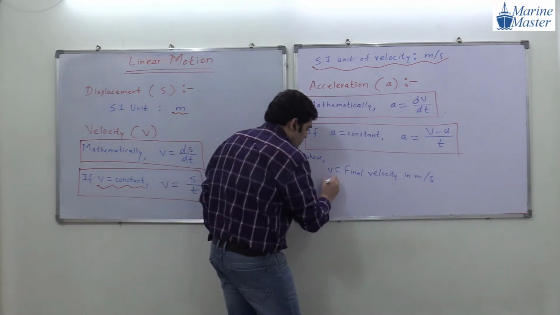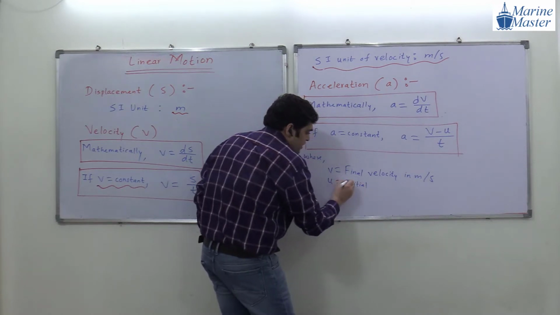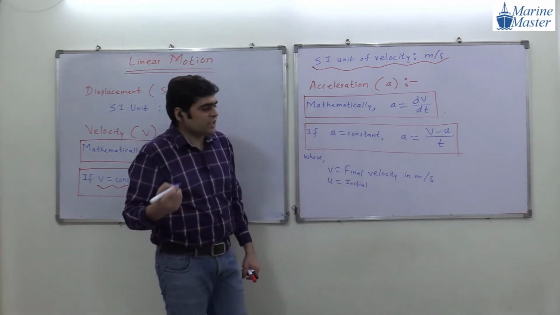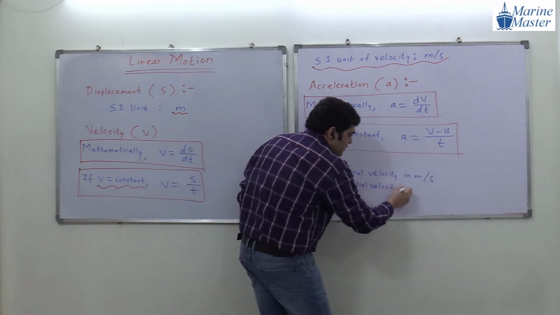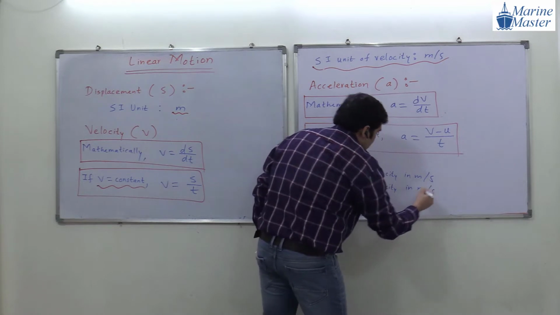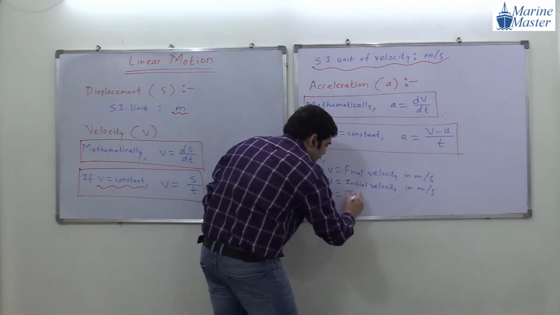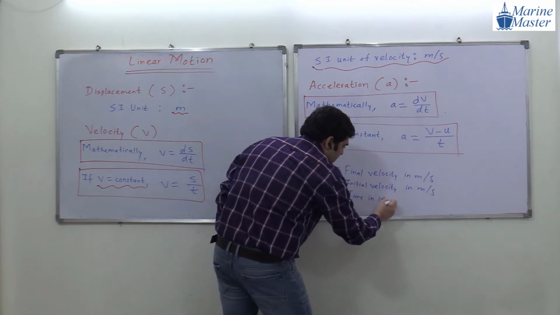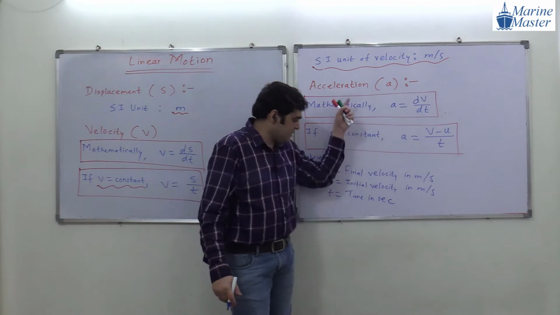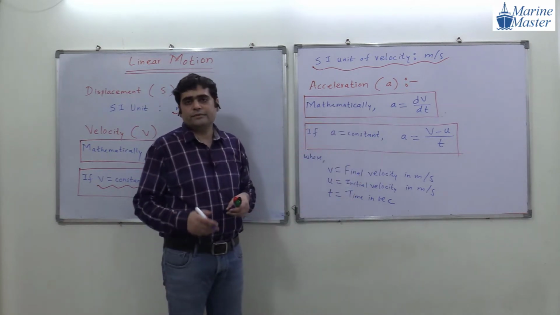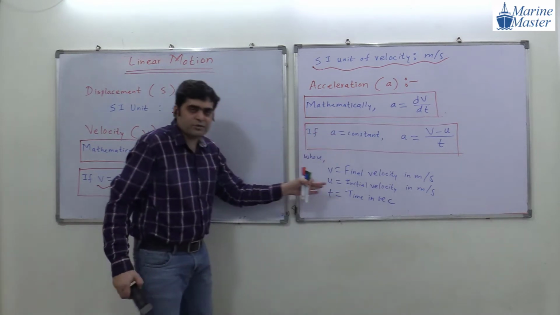Then small u. What is meant by small u, guys? Initial velocity, and initial velocity will also be in meter per second. Then small t. What is meant by small t? Time. Time is in seconds. The SI unit of time is second. Please everyone write down up to this point.